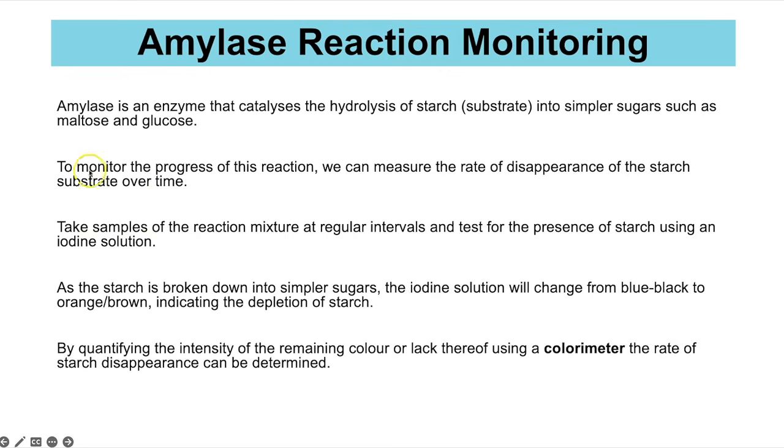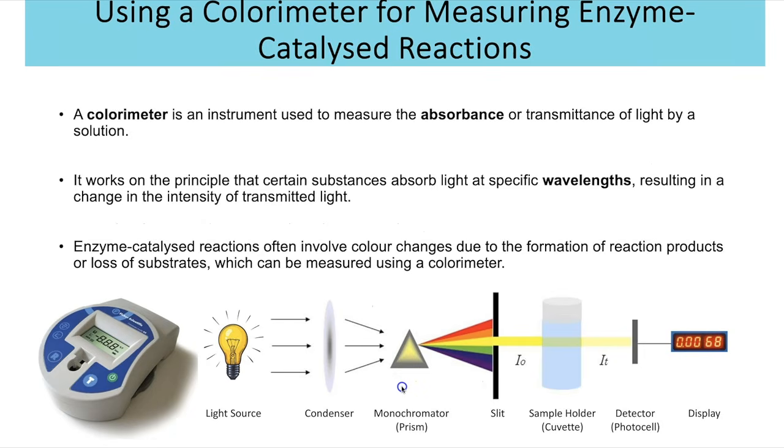So you'd need to take samples of the reaction mixture at regular intervals and test for the presence of starch using iodine. As amylase would be hydrolyzing starch into maltose, once the starch is hydrolyzed, the iodine would no longer change blue-black and instead it'd remain orangey-brown. So you could time how long it takes for the reaction to occur by seeing how long it takes for the starch to be broken down, and therefore you don't get a blue-black colour anymore. And you could always use a colorimeter as a way to quantify this.